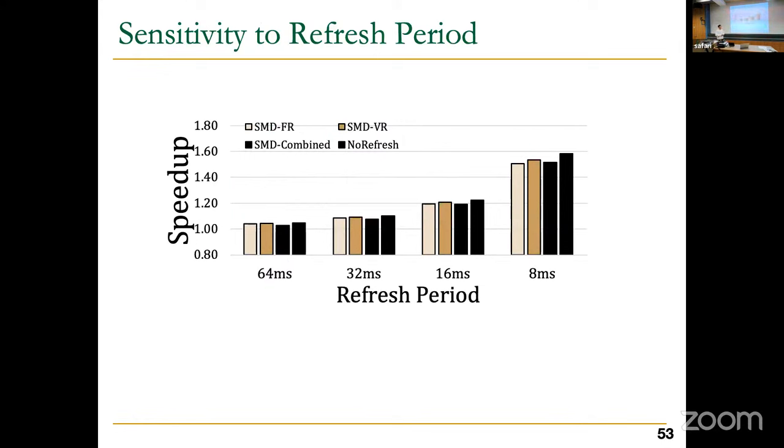Now we also look at SMD's performance benefits and their sensitivity to refresh period. The standard refresh period in DDR4 is 64 milliseconds today. In DDR5, it's 32 milliseconds. And if you heat the DDR5 chip up to more than 85 degrees Celsius today, you need to apply a 16 millisecond refresh period. And 8 milliseconds is really sort of futuristic, but I think we will get there very soon. As the refresh period decreases, SMD's benefits also increase because more of those intrusive refresh operations, the chip can perform them on its own.